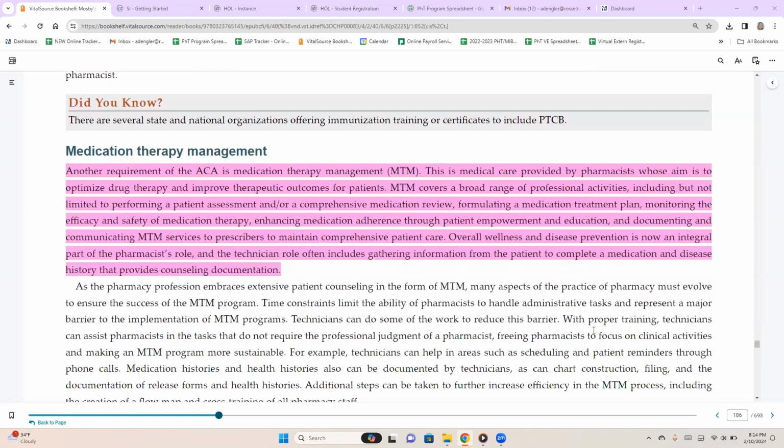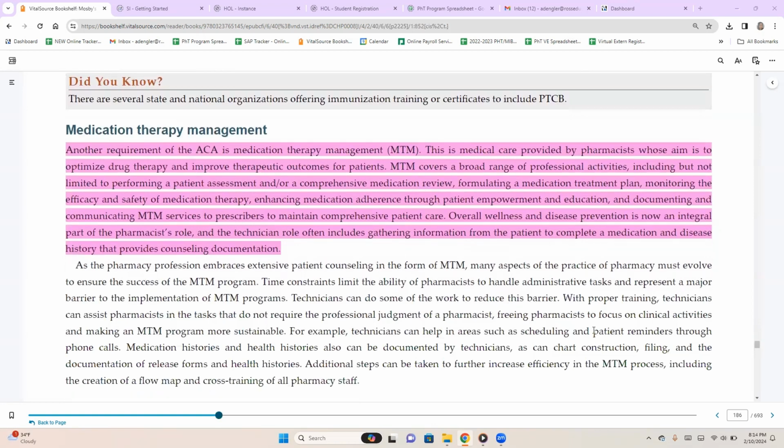Overall wellness and disease prevention is now an integral part of the pharmacist's role, and the technician role often includes gathering information from the patient to complete a medication and disease history that provides counseling documentation.